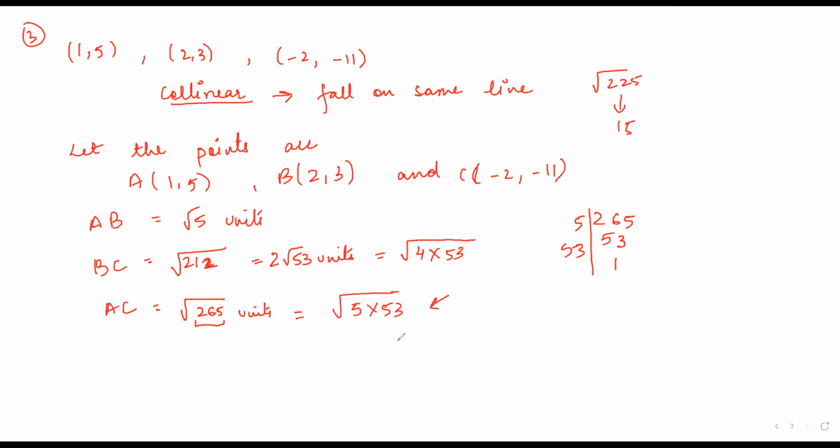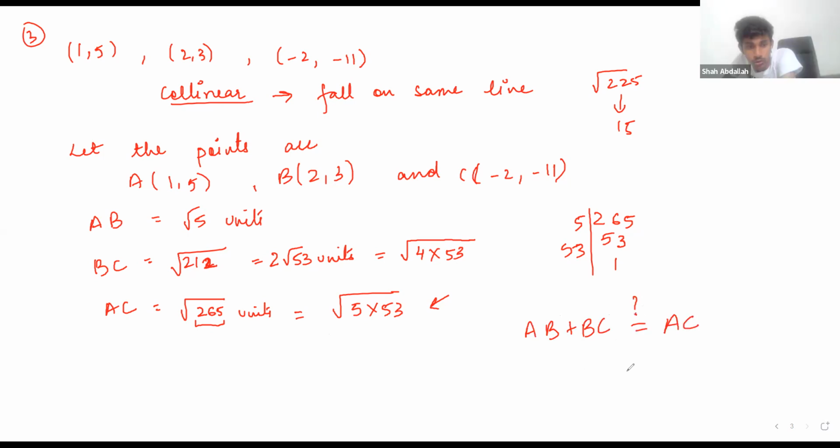Now, whether AC is equal to AB plus BC, can you tell me? What, ma'am? AB plus BC, whether it is equal to AC or not equal to AC. This I'm asking. Ma'am, you said I cannot do plus. See, under square root, obviously you cannot do plus, but if you take the square root, then you can do.